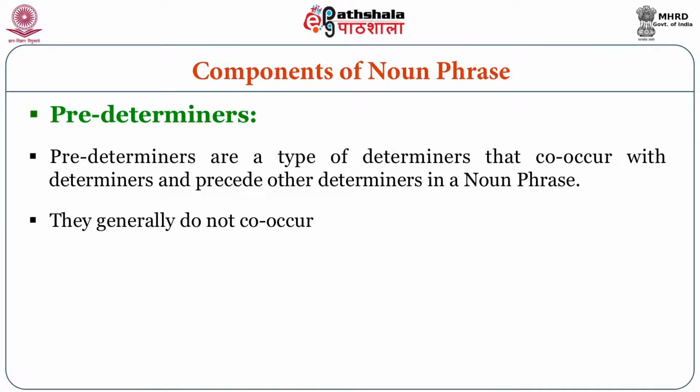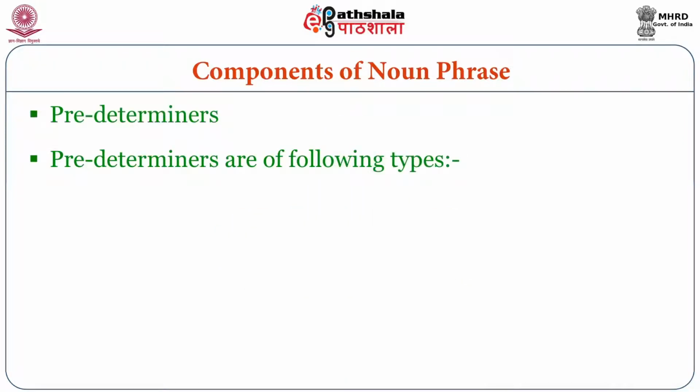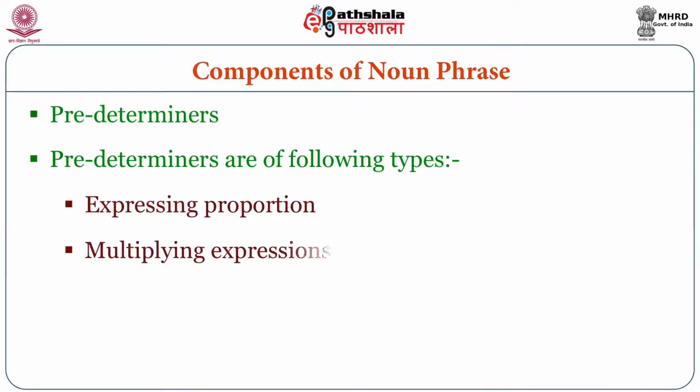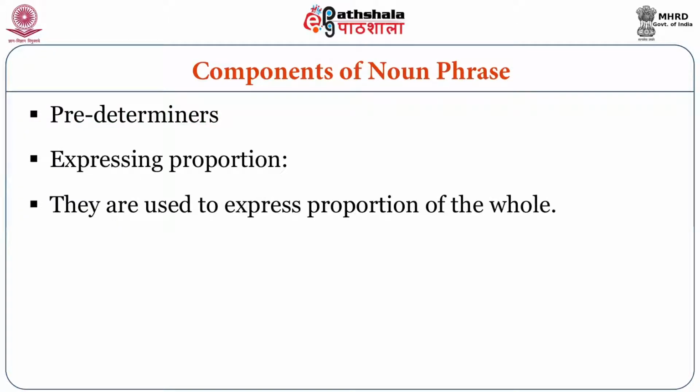They generally do not co-occur. These are the components of the noun phrase that you can see. In the middle we have the predeterminer, and the rest are the components. So there are four components: expressing proportion, multiplying expression, fraction and exclamative. Now predeterminers also have expressing proportion. They are used to express proportion of the whole.